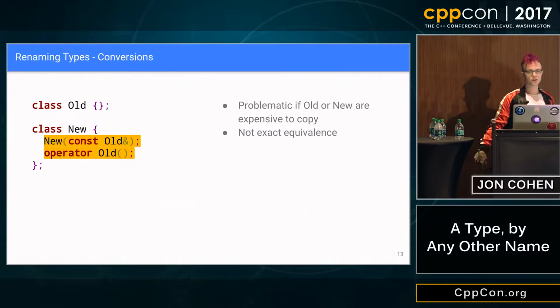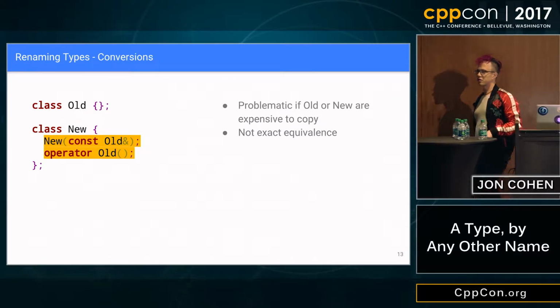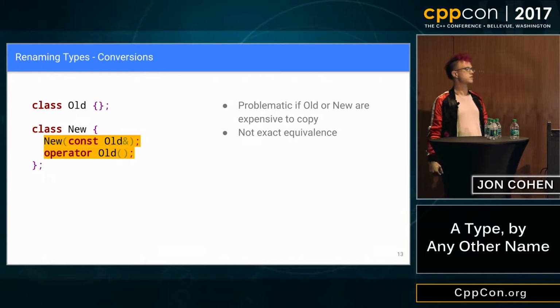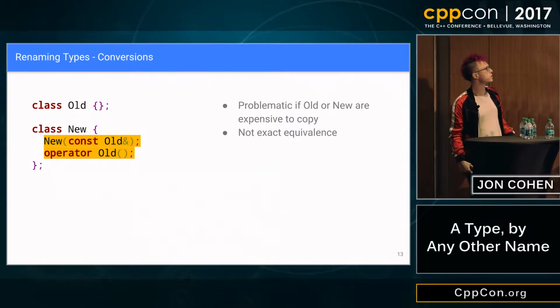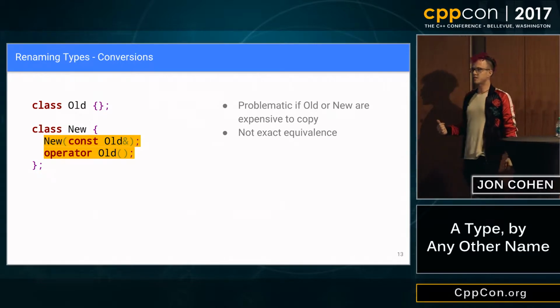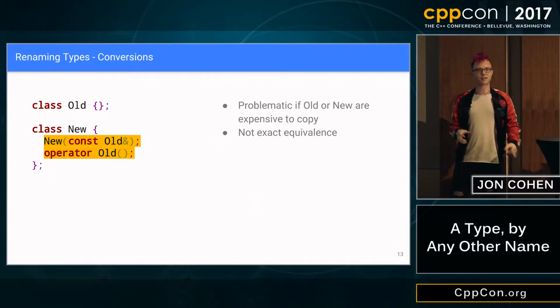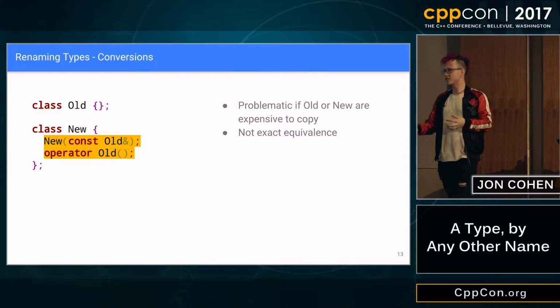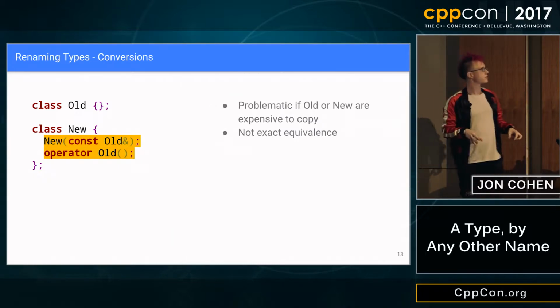Here's one way to do it. You could have the 2 types convert back and forth to each other. Here we have an implicit constructor on new. It can implicitly convert from old, and it converts to new via operator old. We actually do this sometimes in Abseil. We have an int128 type that converts to all the other ints because that's what ints do. They copy and convert, whatever.